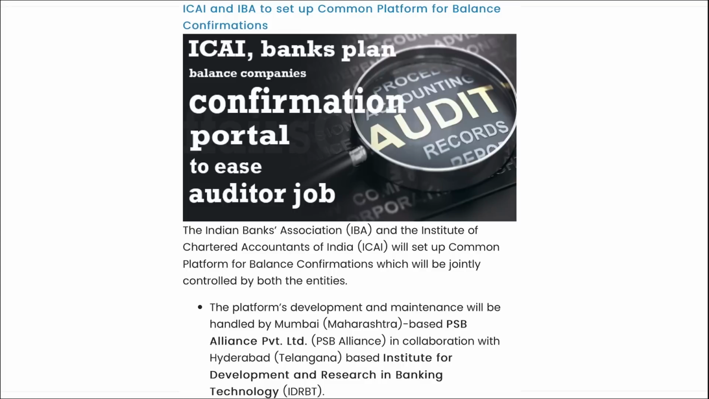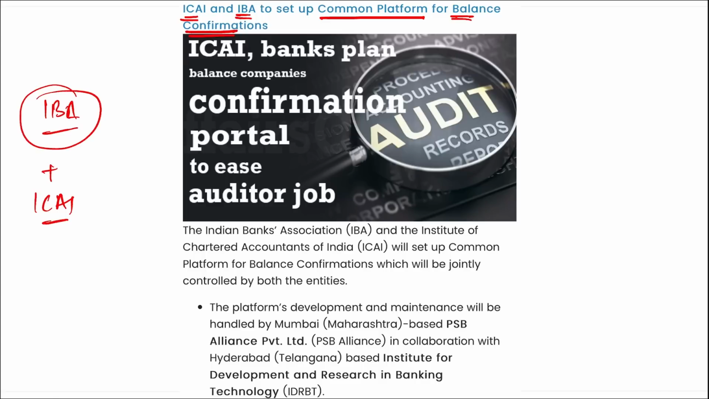Correct? Next is ICAI and IBA to set up a common platform for balance confirmations. I repeat, IBA, that is the Indian Banks' Association, and ICAI, that is the Institute of Chartered Accountants of India, have set up a common platform for balance confirmations that will be jointly controlled by both these entities. Correct? This PSB Alliance is a joint venture umbrella corporation that was founded by and owned by all the 12 public sector banks.